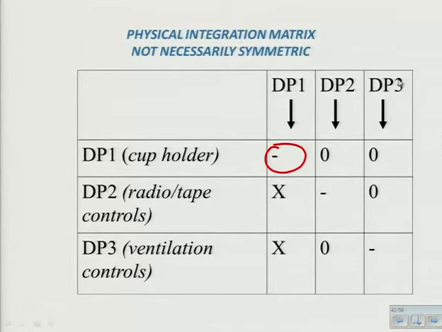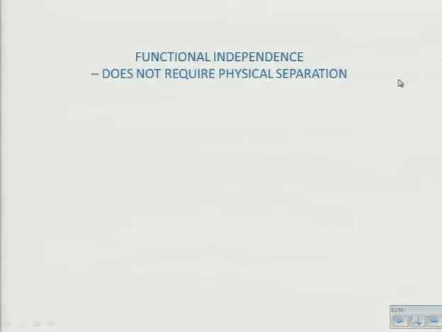Is DP2 interfering with the ventilation controls? No, it certainly isn't. They're separating it on both. DP3, no, it's not interfering with the cup holder. So we have these two X's, and any X's, any off-diagonal things in this matrix indicate that there is coupling. So this isn't like, oh, this is a manageable system. The cup holder is in the way here and here. What are you going to do about it?